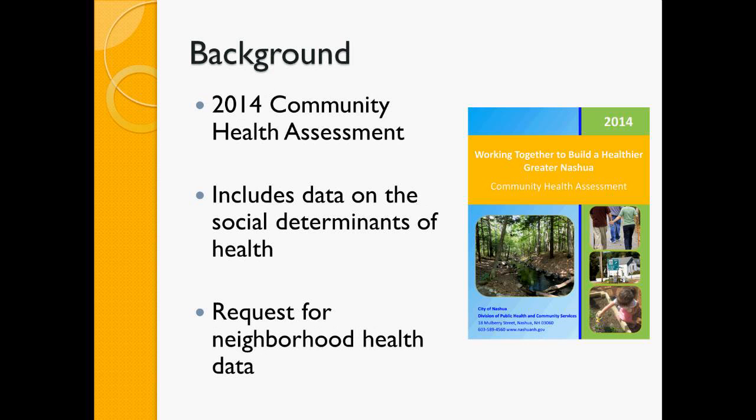So just for a little background, we completed our 2014 Community Health Assessment in October, and within this health assessment we talked about a lot of different health priorities, from chronic diseases and infectious diseases to emergency preparedness, oral health, and mental health. And one whole chapter in this report is dedicated to the social determinants of health, which we're going to talk a lot about today.